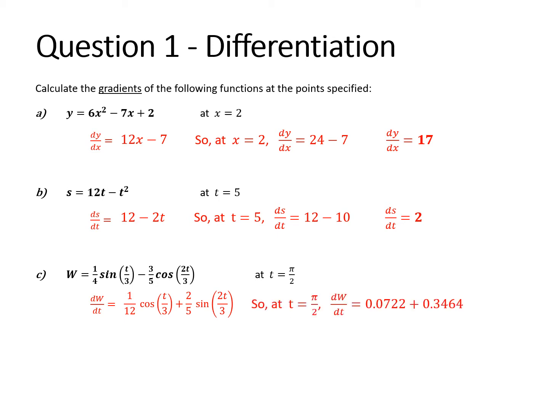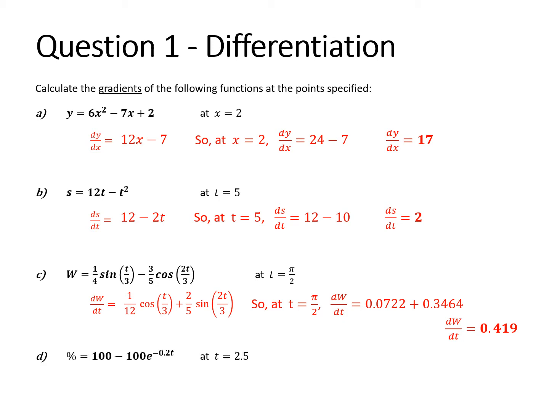Anyway, when you put t is pi over 2 into that equation, you get dw over dt equals, and the first term comes out as 0.0722, and the second term comes as 0.3464. So when we add those together, we get a gradient of 0.419.